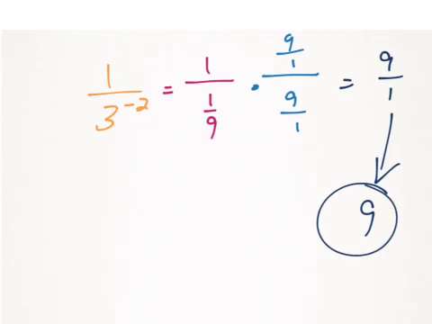To simplify this, we need to multiply by the reciprocal. The reciprocal is 9 over 1. For the numerators, you have 1 times 9, which equals 9, and the denominators are going to cancel out to equal 1, because you have 1 over 9 times 9 over 1. That will give us 9 over 1, which is equal to 9, which is our answer.